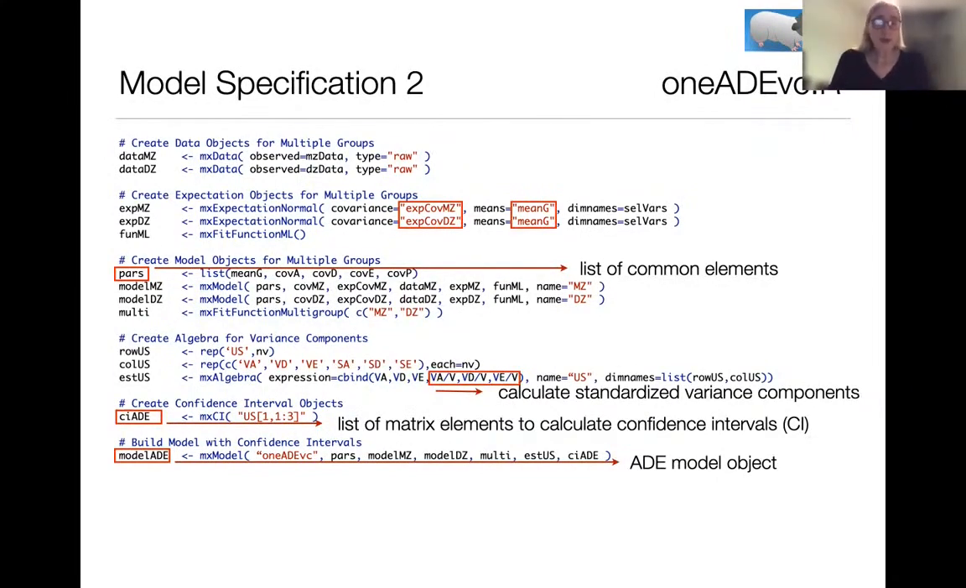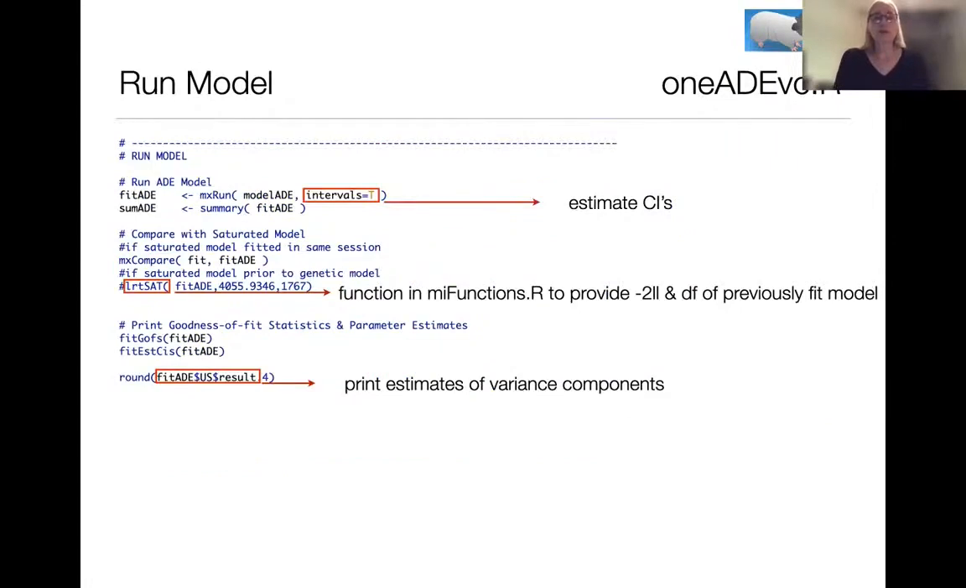We can also estimate confidence intervals, and in this case, not just around the means or the variances or the covariances, but around either the unstandardized or the standardized variance components. So we can just have a list of elements to calculate the confidence intervals for. And we stick all these different objects in our new model, which we now call model ADE, that we can then run with an mxRun command. Notice here that in this case, we do want to estimate the intervals, and so that needs to be indicated as well as part of the mxRun function.